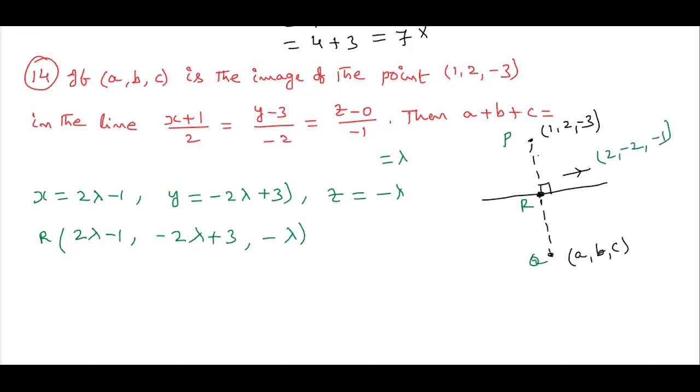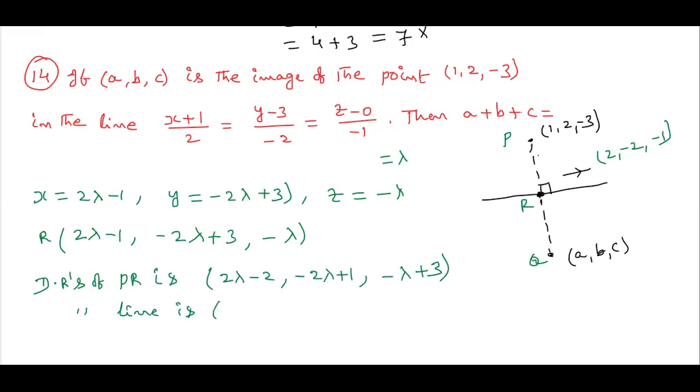Now these two are perpendicular. What are the DRs of PR? What is the formula? x2 minus x1. 2 lambda minus 1 minus 1. We get 2 lambda minus 2, comma, minus 2 lambda plus 3 minus 2. We get minus 2 lambda plus 1, comma, minus lambda minus of minus plus 3. Now the DRs of the line are what they have given, 2, minus 2, minus 1.